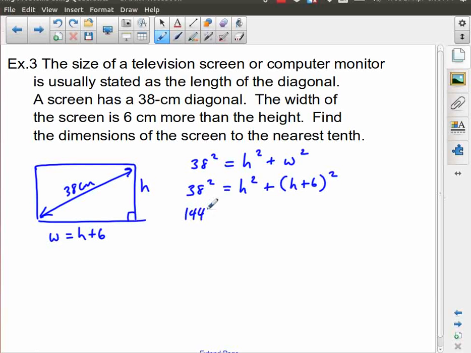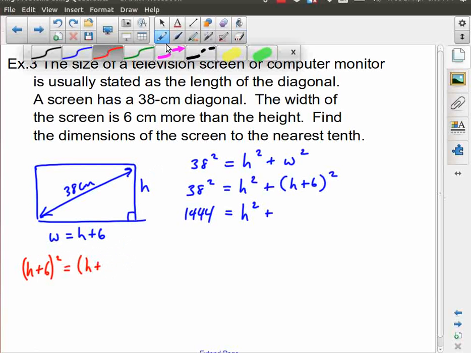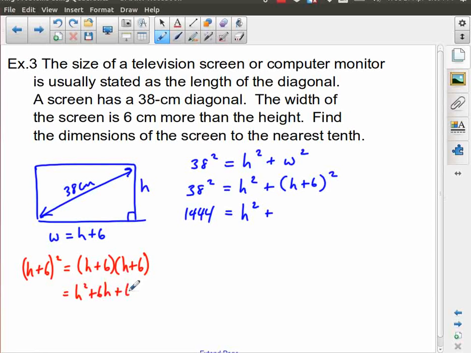So 1444 equals h squared plus, now you might do this in line or you might do it on the side. I'm going to go ahead and do it in rough work just to remind people. (h plus 6) all squared, and if I write that as (h plus 6) times (h plus 6), that's equal to h squared plus 6h plus 6h plus 36, which is equal to h squared plus 12h plus 36. So that goes here, h squared plus 12h plus 36.